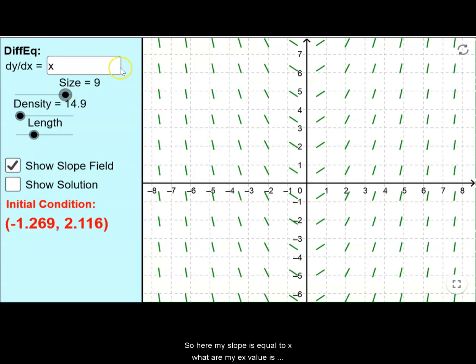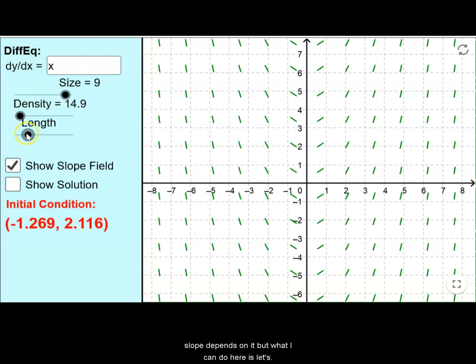Okay. So here, my slope is equal to x. So whatever my x value is, that's going to be the slope. Obviously, as I go this way, the slope increases. As I go negative, the slope decreases. And that's for both regions. This is not autonomous, right? It's very clear that it's not autonomous because x shows up. In fact, my slope depends on x.